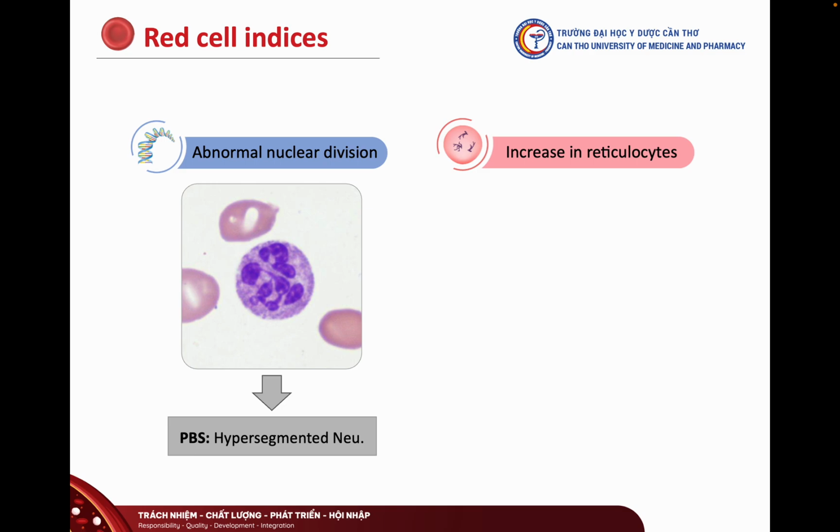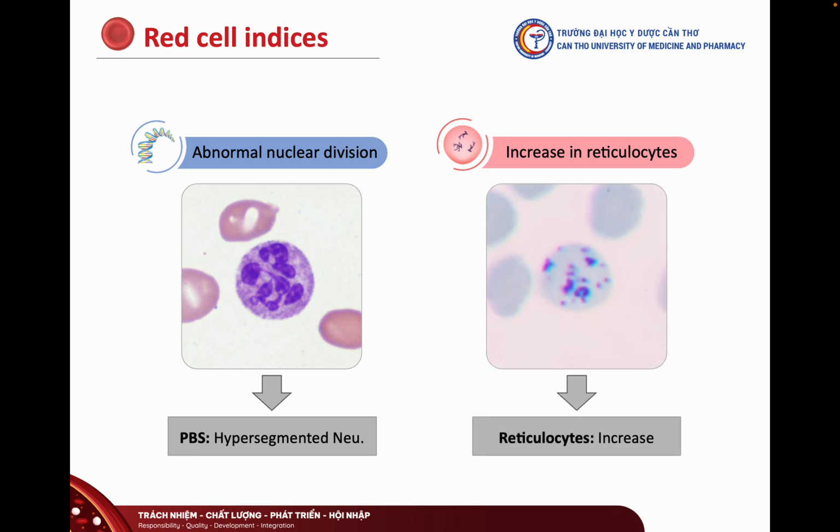Now, what if we think the macrocytosis is not due to nuclear division, but due to an increase of reticulocytes, like after hemolysis or bleeding? We confirm that by ordering a reticulocyte count or percentage. And as you can see in the image, they stand out with this bluish speckled appearance. Each of these tests points us in a different direction, and helps us find the real cause behind the macrocytic anemia.